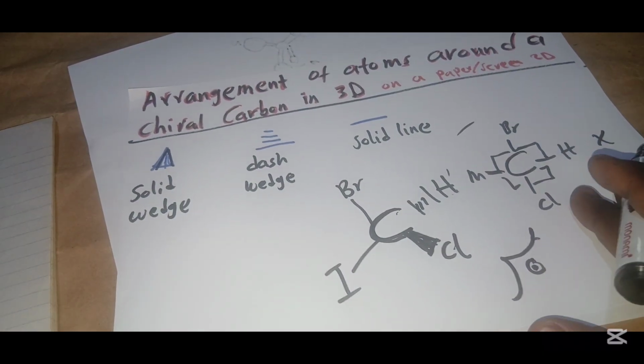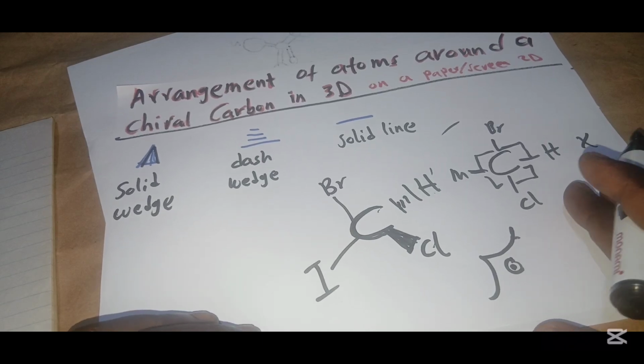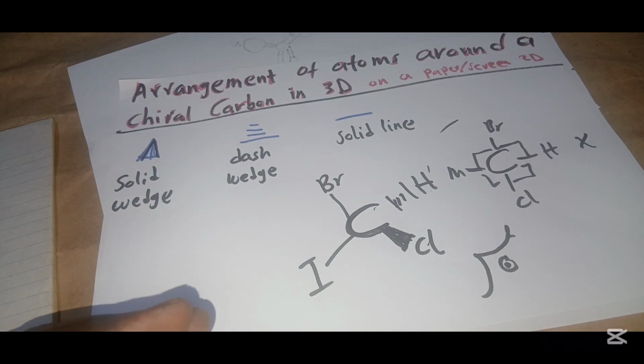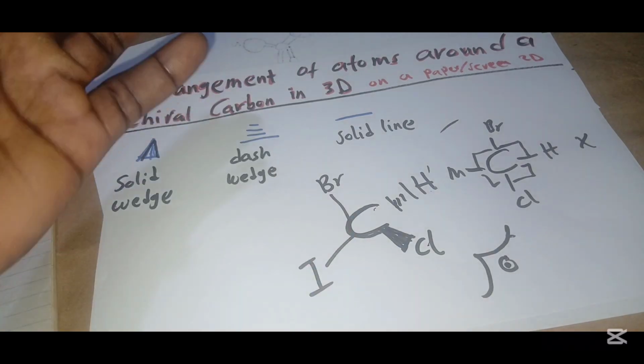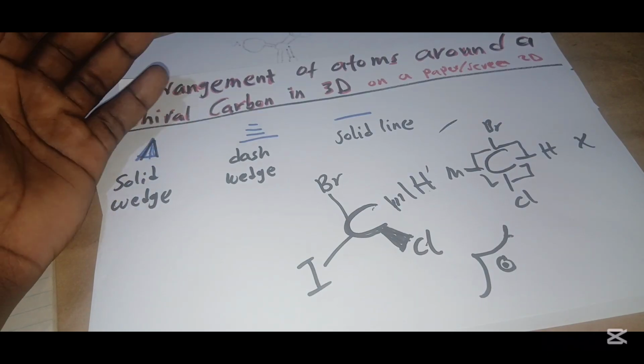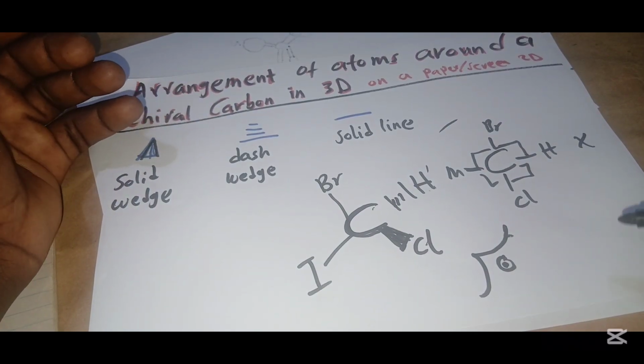To sum up, the solid wedge is the atom facing towards the observer, and the dash wedge is the atom moving away from the observer, and should be represented on the dash wedge. So that is it for this video.